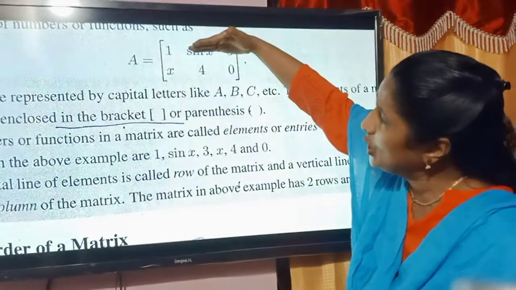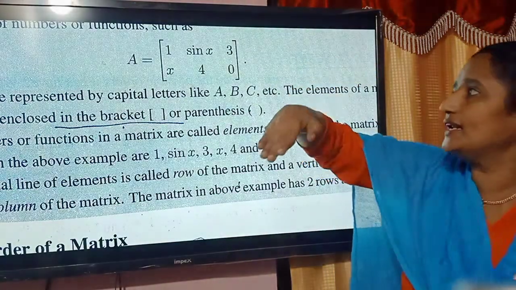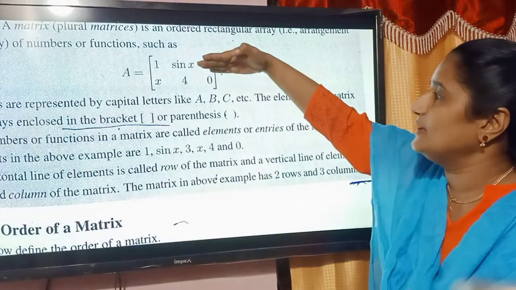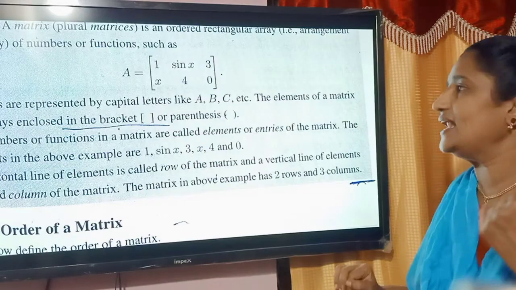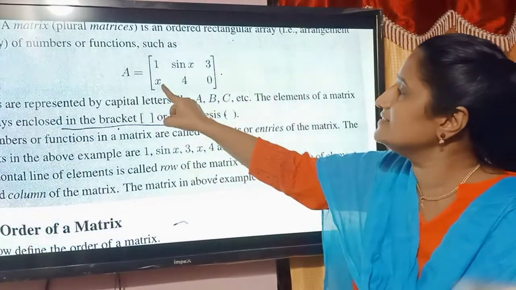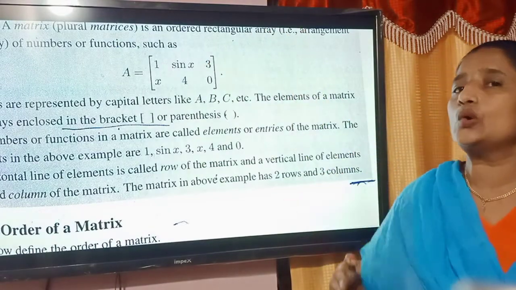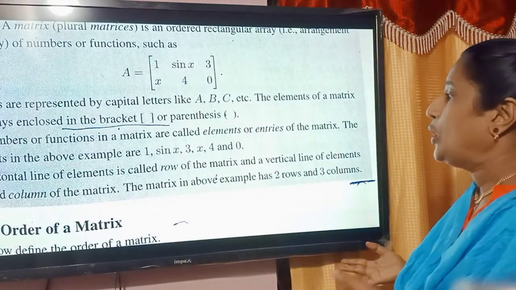How many horizontal lines are here? Two horizontal lines. The first horizontal line is 1, sin x, 3. The elements of the second horizontal line are x, 4 and 0. And these horizontal lines are called rows, R-O-W, rows of the matrix.